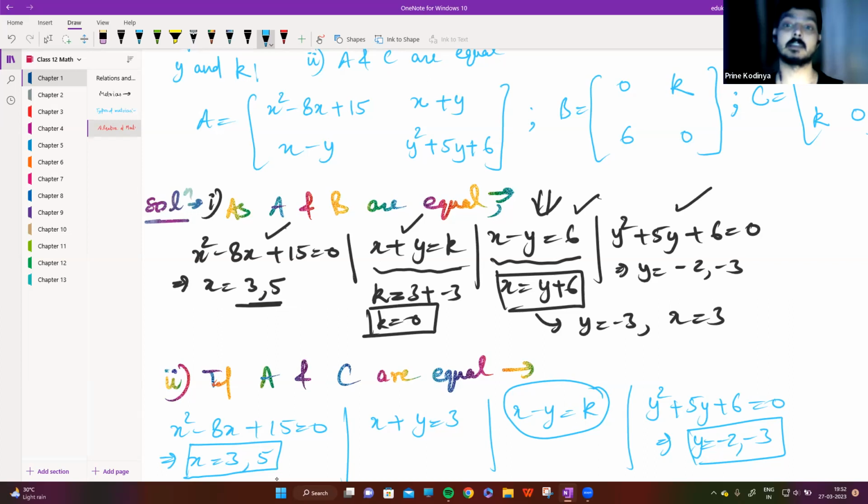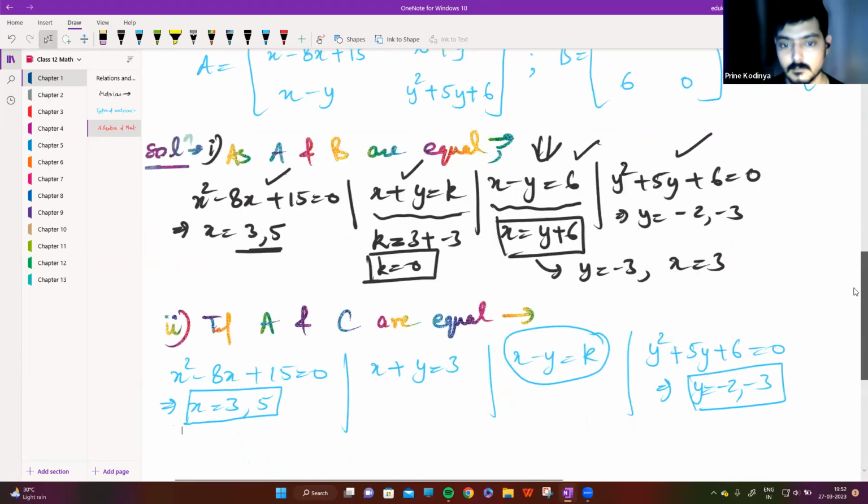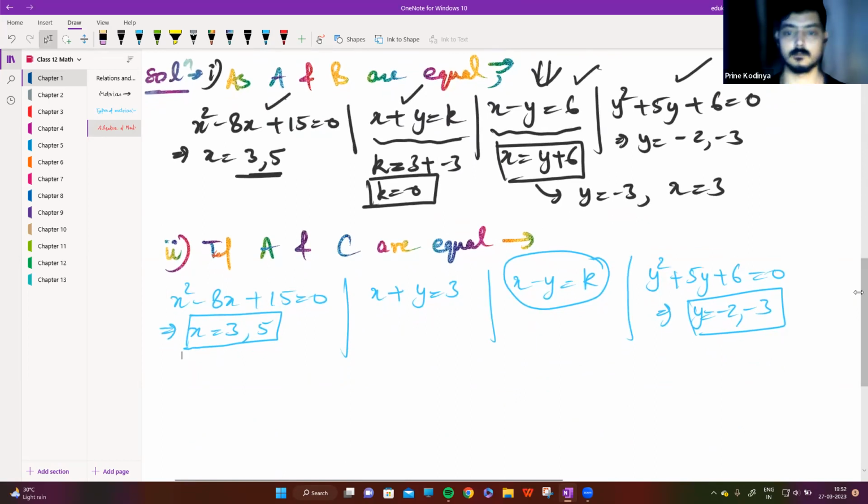So tell me the values of x, y, and k for second part. Yes, x, y, and k. फटाफट बता दो यार, ऐसे क्यों कर रहे हो.